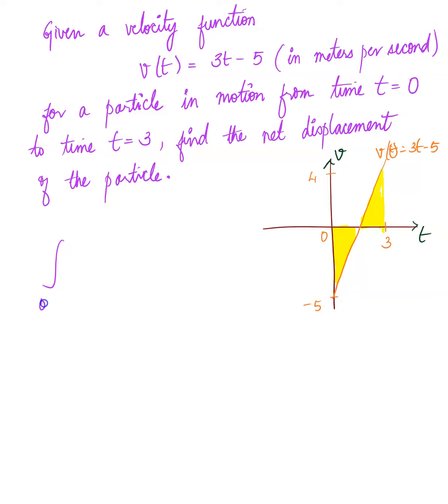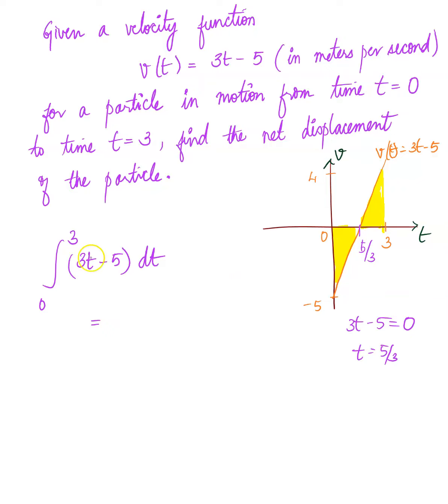So you can go all the way from 0 to 3. You don't have to break at this point, which would be, if you set this 3t minus 5 to 0, t will be 5 over 3, right? So that's this position, 5 over 3. You don't have to split this graph from 0 to 5 over 3 and 5 over 3 to 3. You go all the way from 0 to 3 because definite integral takes into account the net change. So it is really convenient in that sense that all you have to do is just this.